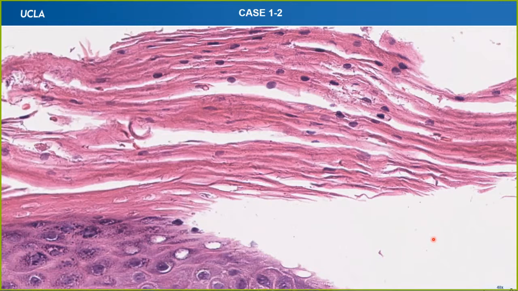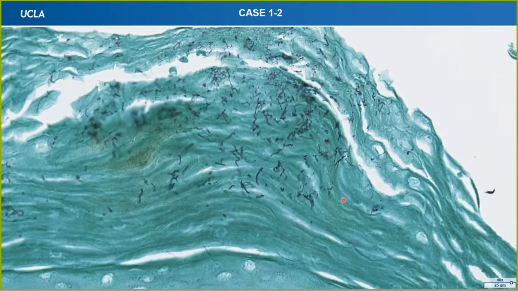When it's not obvious on low power, always stare at the stratum corneum to see if you see any clues. In this case, I see some thread-like rods going across the layers of stratum corneum. When I see this, I know that this represents erythrasma. For confirmation, GMS was done, and the organism is highlighted by the GMS stain. The more you look at positive fungal cases against erythrasma, you should be able to differentiate the morphology based on the thickness and appearance. And this case is consistent with erythrasma.